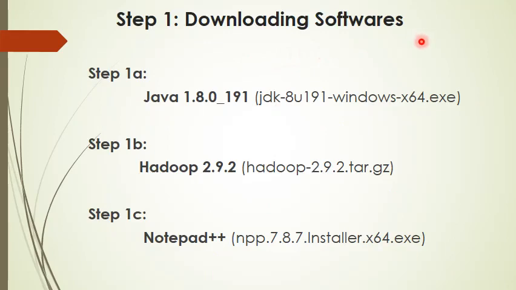Step 1, downloading the softwares. Here we will install 3 softwares: Java 1.8.0_191, and its particular file is this one for the 64-bit machine. Step 1B, installing Hadoop 2.9.2. This is a file, and finally the code editor Notepad++, and this is the concerned file available for download.